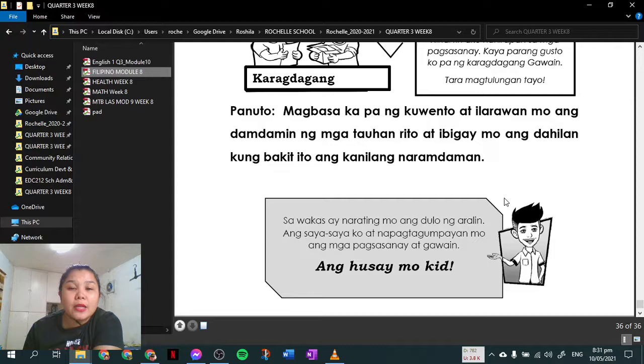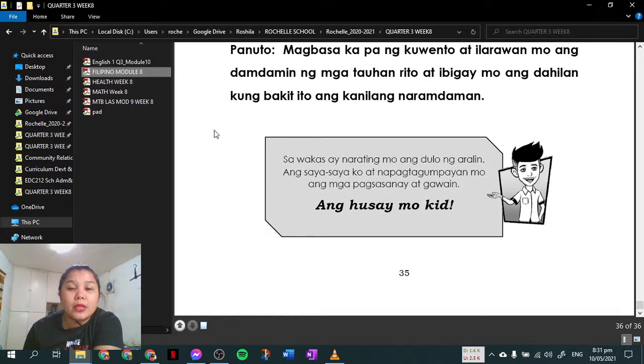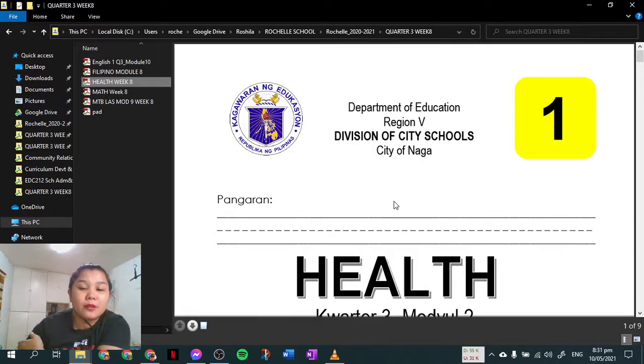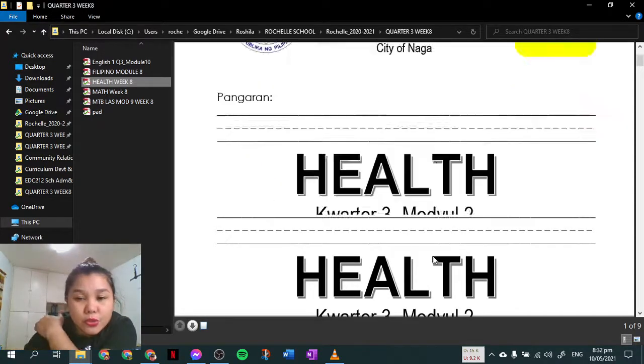And then, karagdagang gawain, magbasa pa ng kwento at ilarawan mo ang damdamin ng mga tao dito at ibigay mo ang dahilan kung bakit ito ay kanilang naramdaman. So, pwede na lang dito. So, naramdaman, tapos ibigay yung dahilan. So, diba? Malungkot kasi blank, blank, blank. So, yan ang Filipino.